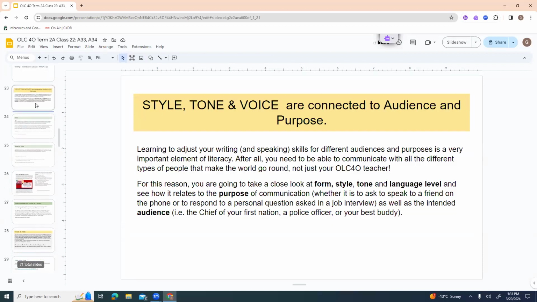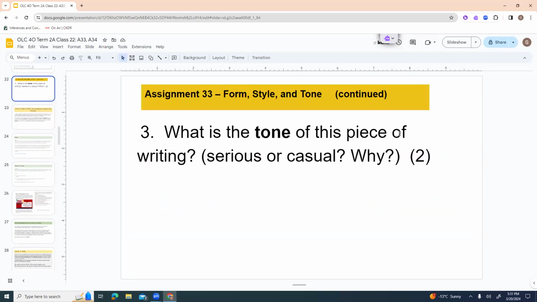Hang on, backing up. Is the tone of that writing serious or casual? And why? Why did they pick serious or why did they pick casual? And what is there about the piece that makes you think it's serious? What words make you think it's casual? Okay.